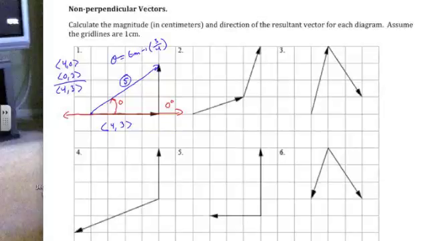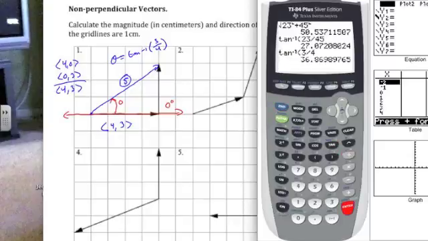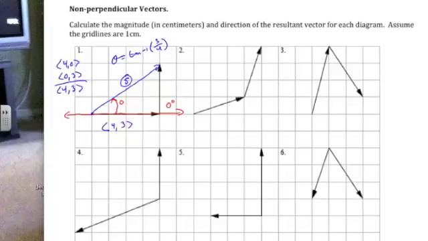So if I take my calculator, second tangent, 3 divided by 4, and I get 36.87. So this angle is 36.87 degrees. And I'm done with that one.